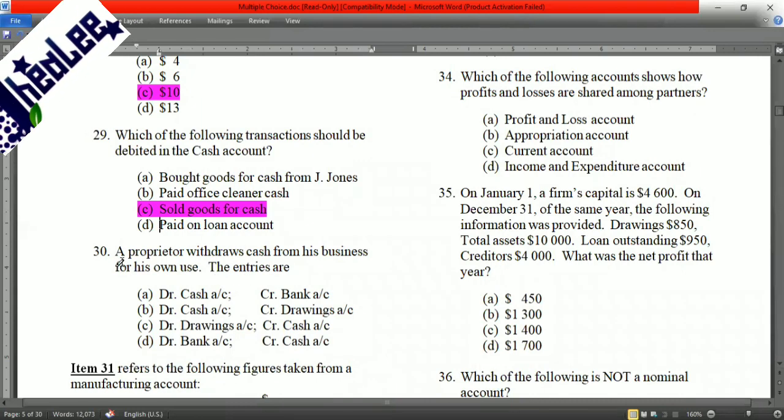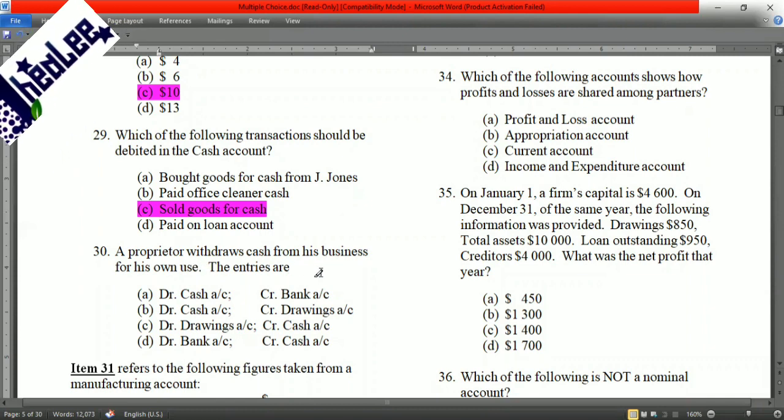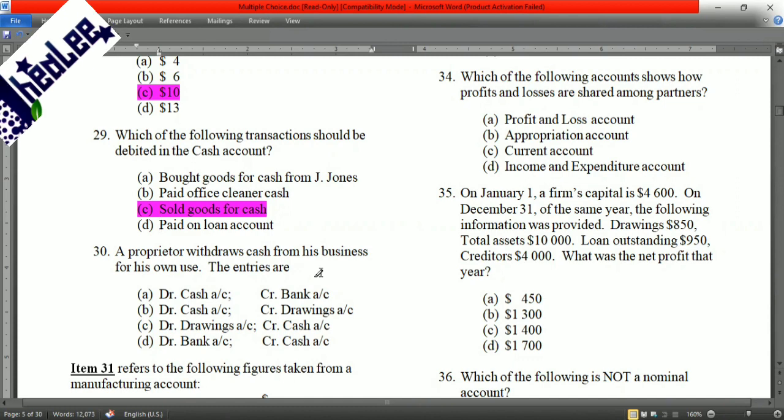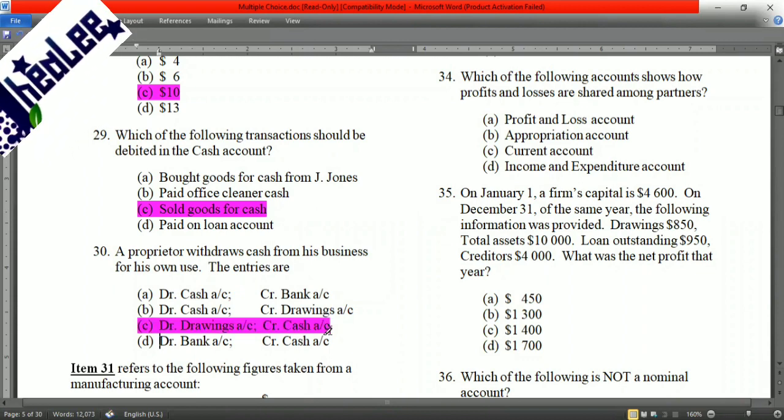Number 30, a proprietor withdraws cash from his business for his own use. The entries are, remember, once the proprietor withdraws items, cash or any other asset from the business for personal use, your drawings account would be debited, and whatever is taken from the business would then be credited. So our response there is C for number 30.